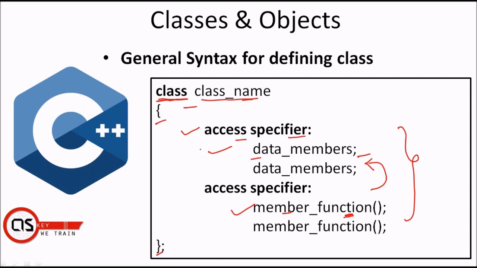Once you write all your elements within the curly braces, it is mandatory to close your class with a semicolon. The semicolon indicates the end of the class definition. If you do not write this semicolon, you get a syntax error. It is mandatory to close the class definition with a semicolon. Now we'll take a simple example for this.